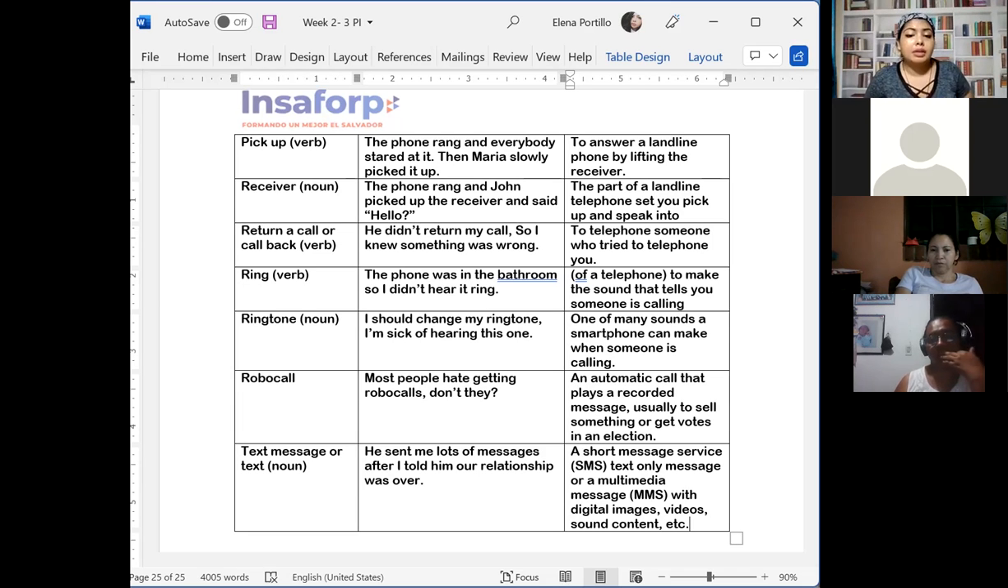And the meaning is a short message service, text only, message or a multimedia message with digital images, video, sound content, and a lot of things. In this case, we can send documents, movies, books, images, games, we can send a lot of things through the messages in our smartphones. Así que el mensaje de texto o el texto es un mensaje o en este caso es un servicio de mensajería corta que solo lleva texto o que puede ser un mensaje multimedia donde podemos enviar lo que son imágenes digitales, videos, sonido, música, libros, películas, and a lot of things because now the technology is very, very advanced.